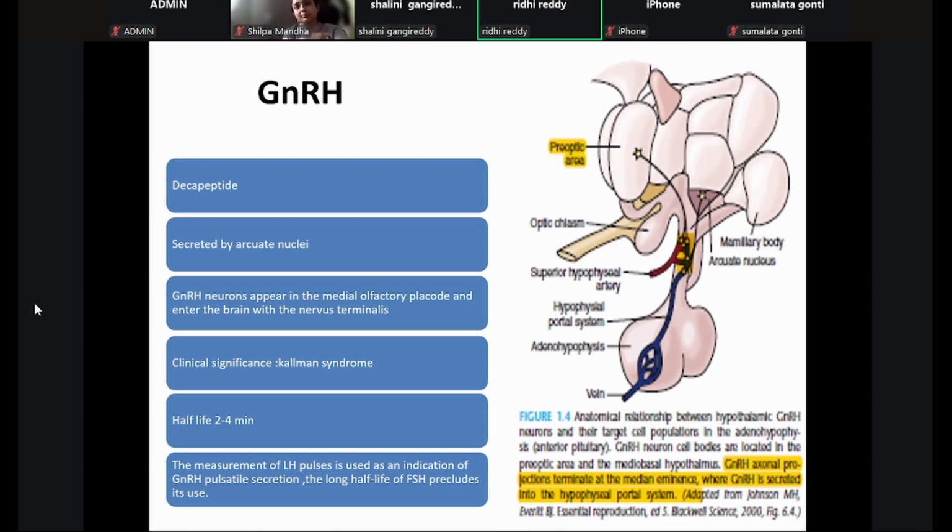The GnRH neurons appear in the medial olfactory placode and enter the brain. Because they arise from the olfactory placode and then enter the brain, in Kallmann syndrome there is hyposmia along with hypogonadotropic hypogonadism. GnRH half-life is only 2 to 4 minutes, so it has to be secreted in a continuous pulsatile form. The measurement of LH pulses is used as an indication of GnRH pulsatile secretion.